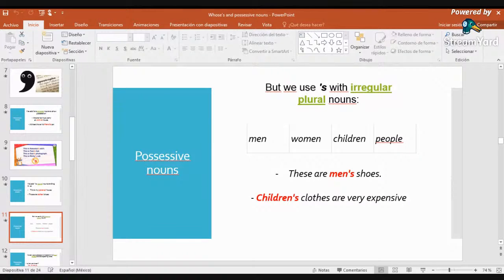But as you can observe, these nouns don't end in S. So that's why here we need to add, for the possessive, the apostrophe and the S. And we have the examples here. These are men's shoes, with the apostrophe and the S. And then we have children's, again, the apostrophe and the S. And with this, we have the possessive. And yesterday, you gave me the meaning of these examples. Do you have questions so far?